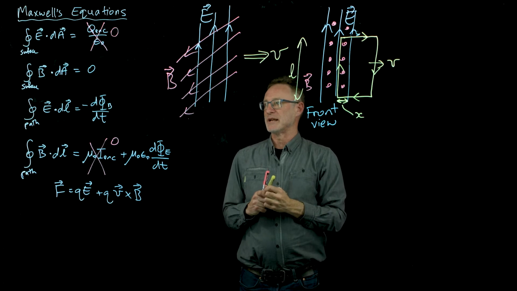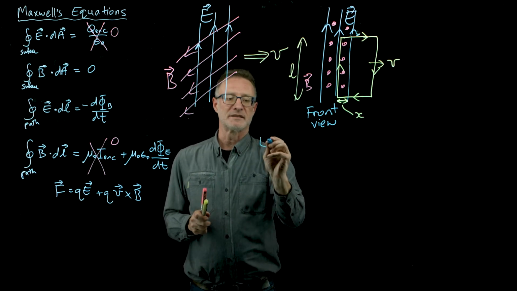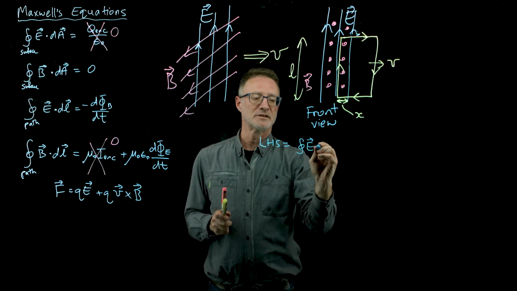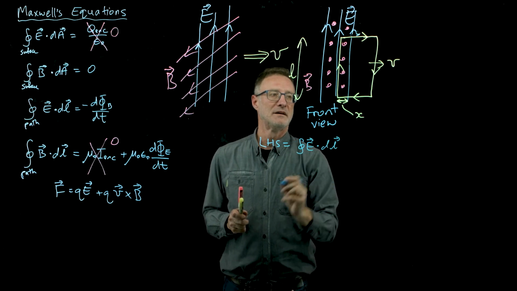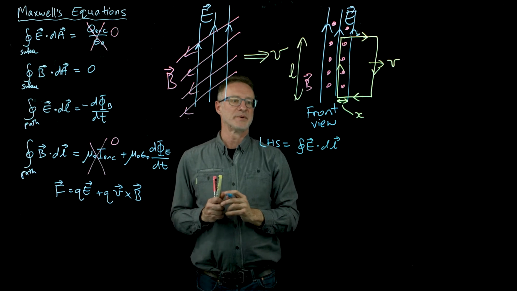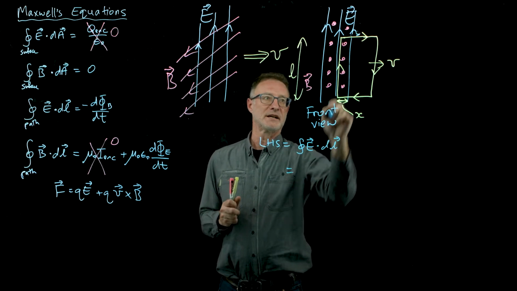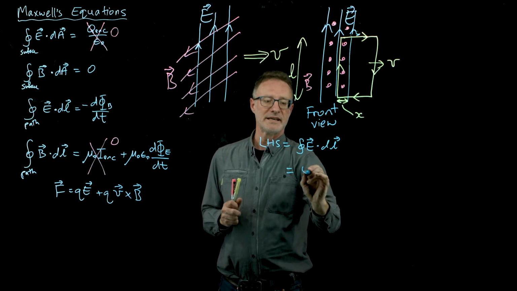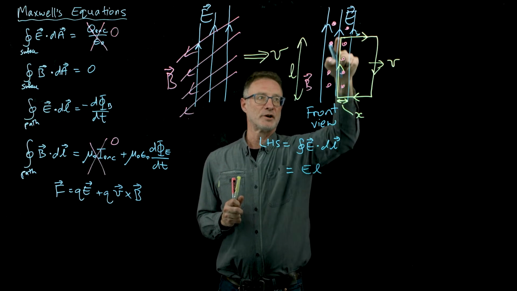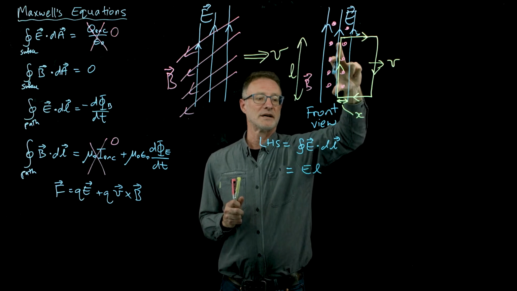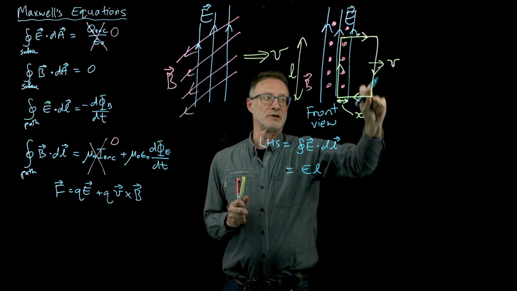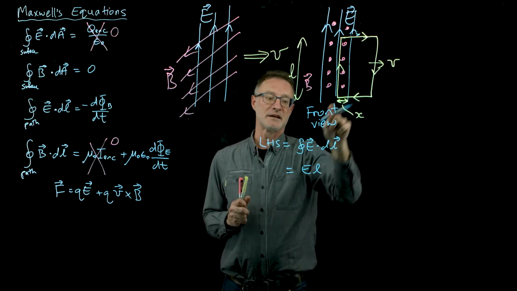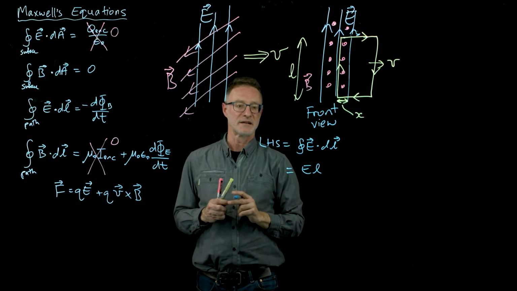Okay, so now I have to do the calculation. On the left-hand side, I have the integral around the closed path of E dot dl. So that's going to be equal to the strength of the electric field along this line here multiplied by its length. So that's E times L. As I go along the vertical side here, I've got a length L and an E. The other sides all give 0. The electric field is 0 in this region, and in this region it's perpendicular to the path. So that's it. That is the left-hand side.